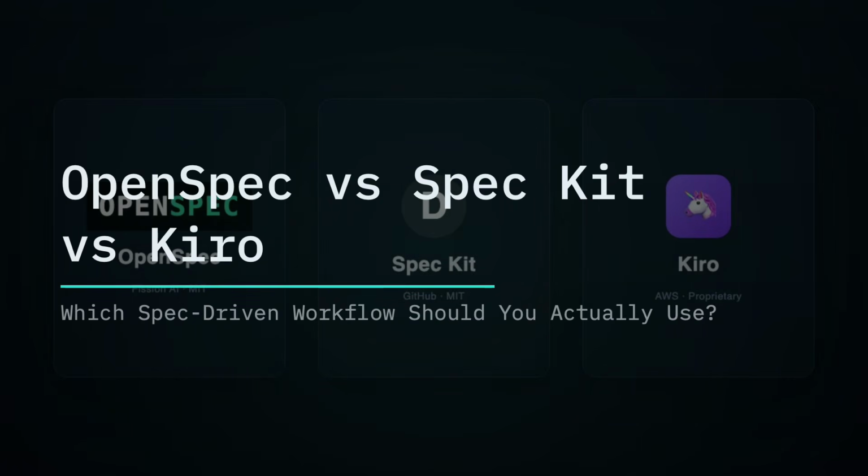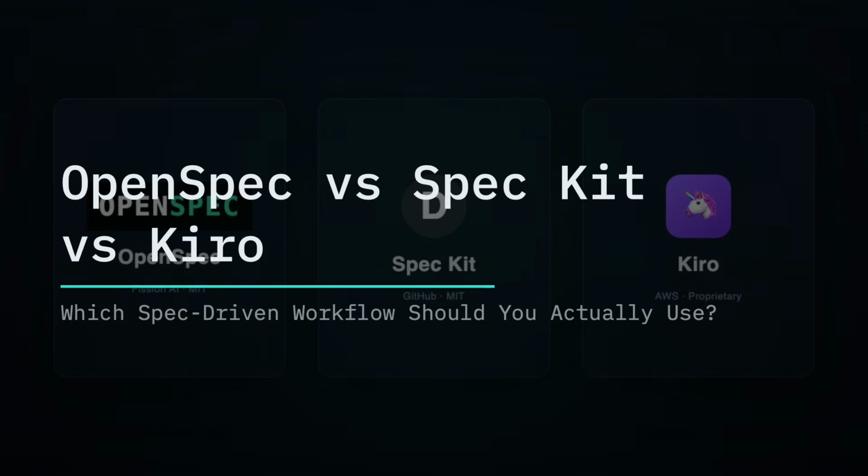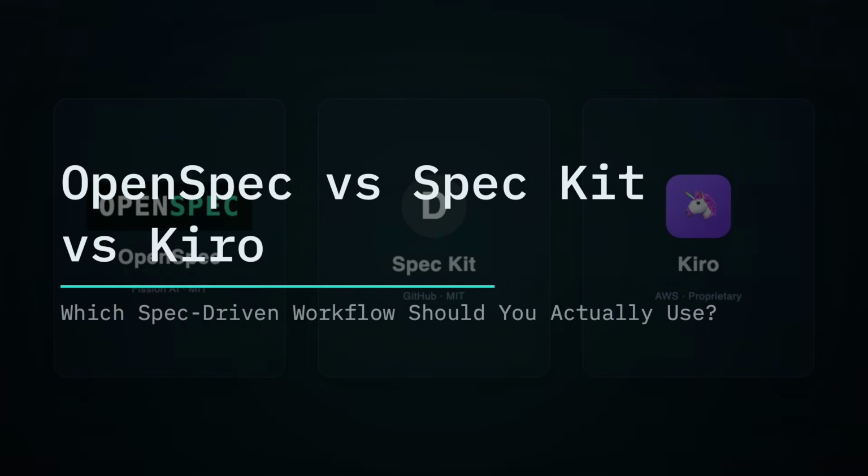If you're a lean startup wiring up Cursor or Claude Code, pick OpenSpec. If you're an enterprise team standardizing on GitHub Copilot, pick Spec Kit. If you're building AWS native and want the agent living inside the IDE, pick Kiro. That's the verdict. Now let's earn it.